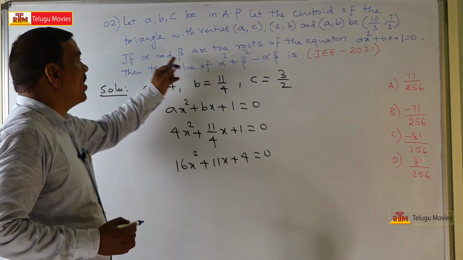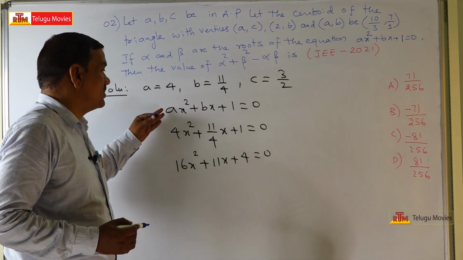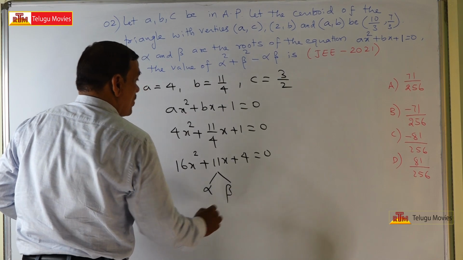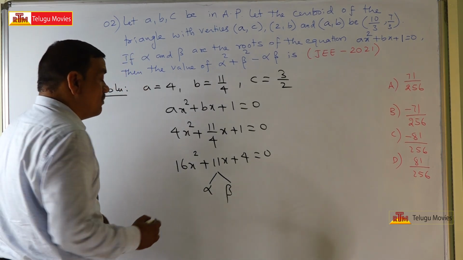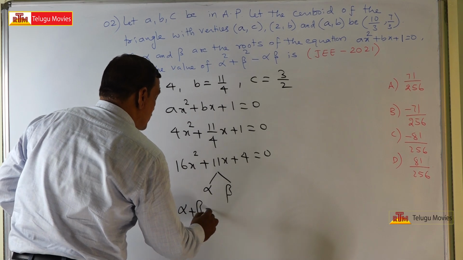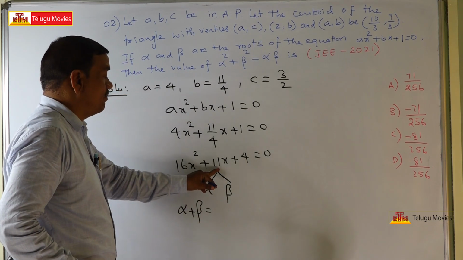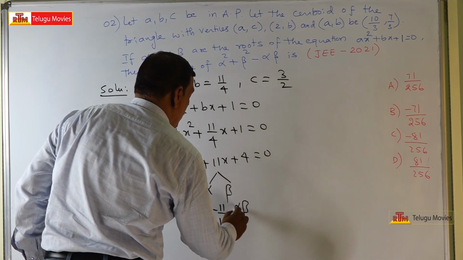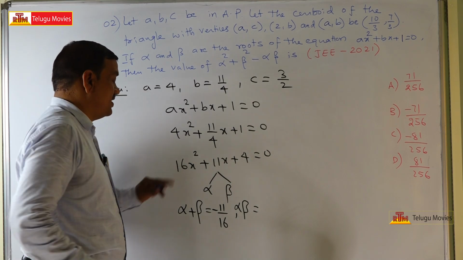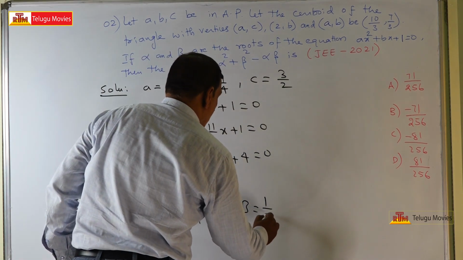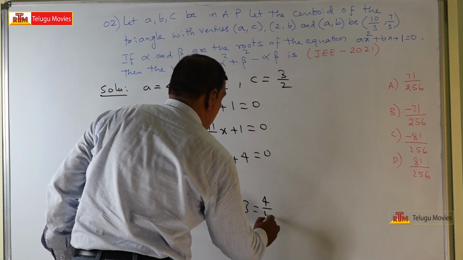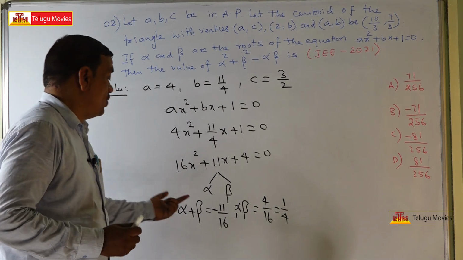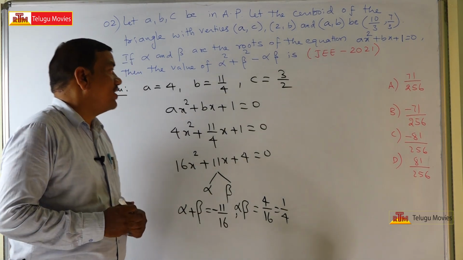It is said that alpha and beta are the roots of this equation ax square plus bx plus 1 is equal to 0. So there are two roots, alpha and beta. What is the sum of the roots? Alpha plus beta is equal to minus b by a, that is minus 11 by 16. Alpha into beta is equal to c by a, that is 4 by 16, equal to 1 by 4. Now we know the alpha plus beta value and the alpha into beta value.